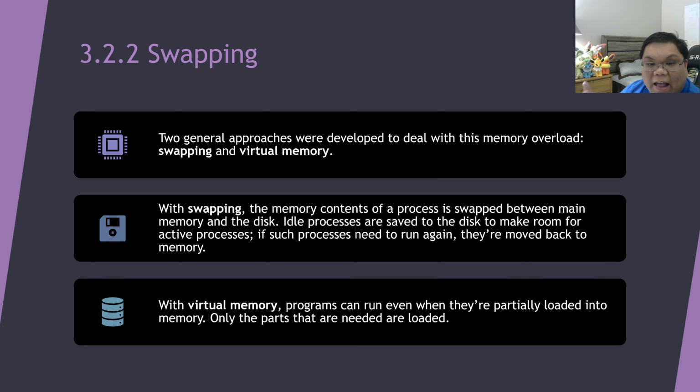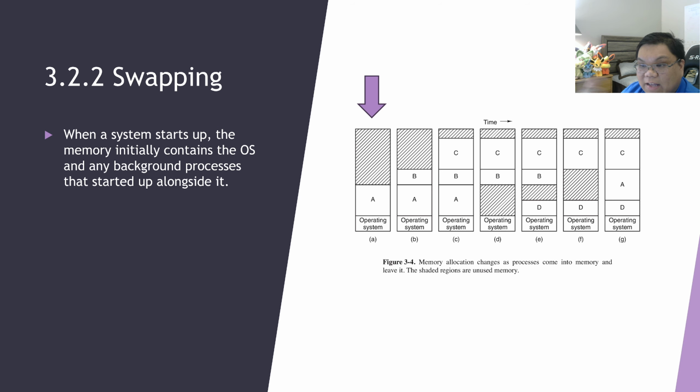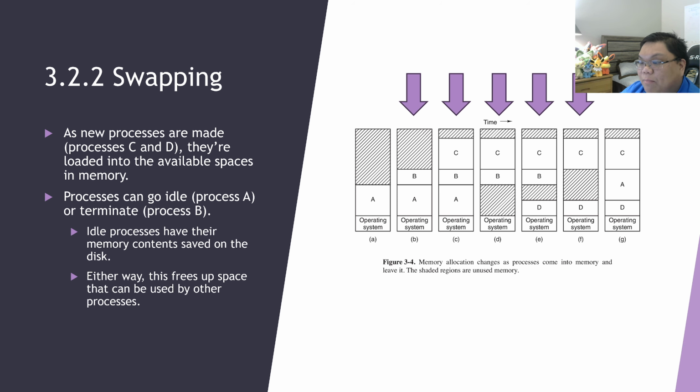Let's look at how swapping was done originally. When a system starts up, it makes something like 100 processes. So let's just say the OS starts up and it starts up with process A. Over time, new processes are made and they get loaded into whatever space is available. So process B is made, and then process C is made. Process B and C are running at the same time as process A.